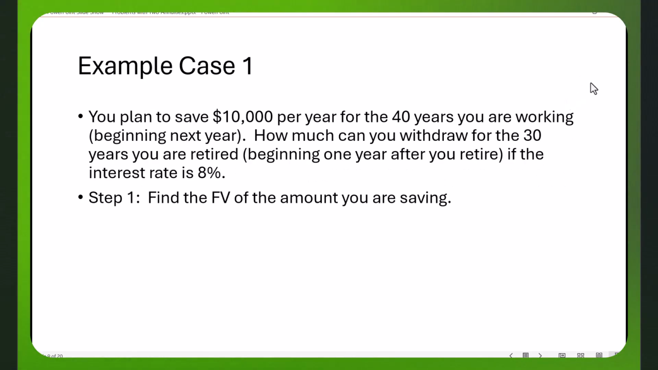So example 1, you plan to save $10,000 per year for 40 years, the 40 years you're working, beginning next year. We want this to be an ordinary annuity.